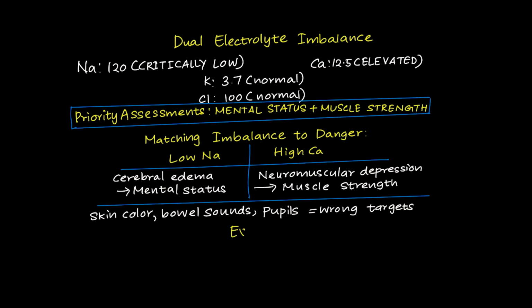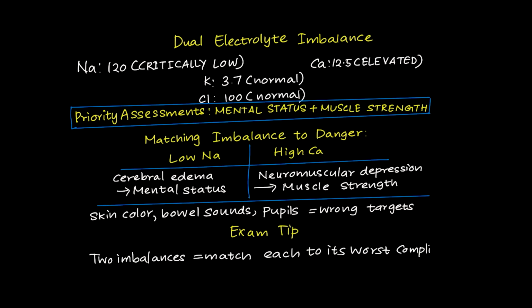Here's a WGU D455 exam tip for you. When a question gives you two simultaneous electrolyte imbalances, match each imbalance to its most dangerous complication and pick the assessments that cover both. Quick recall hook. Low sodium attacks the brain, high calcium attacks the muscles. Check both.